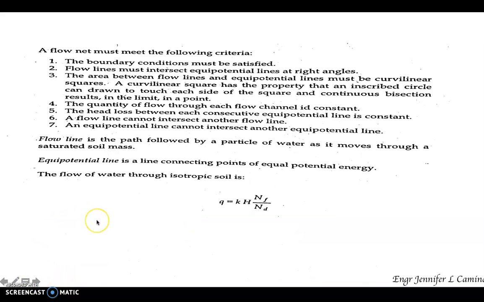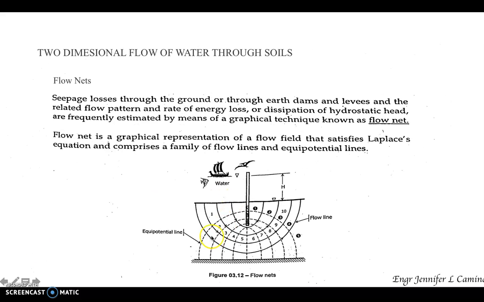Then the area between flow line and equipotential line must be a curvilinear square. A curvilinear square has the property that an inscribed circle can be drawn to touch each side of the square, and continuous bisection results in the limit in a point. So the area between the flow line and equipotential line must be a curvilinear square. This one is a curvilinear square.